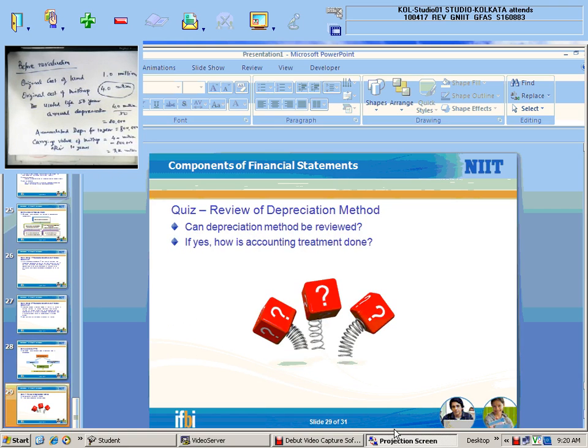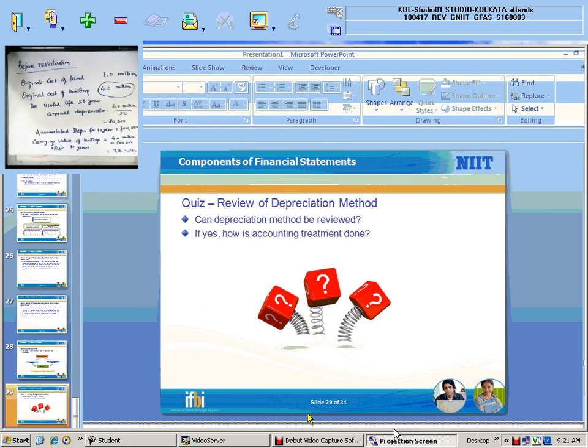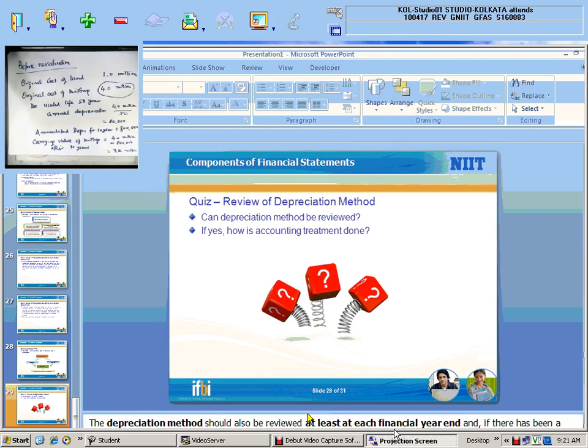Now here a small quiz, very small quiz. Can depreciation method be reviewed? And if yes, how is accounting treatment done? Now I am waiting for a response on this.